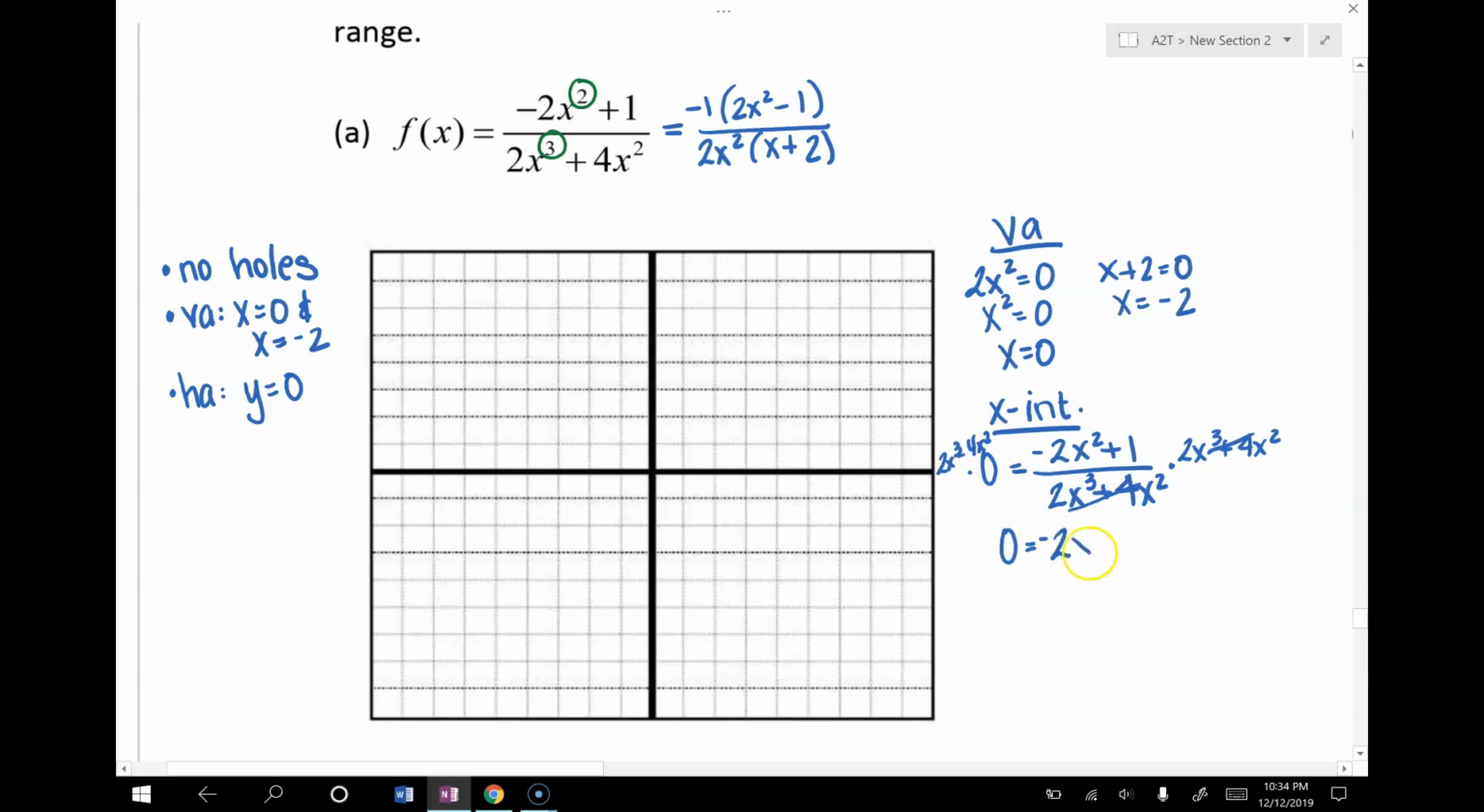So we get 0 is equal to -2x squared plus 1. So what does this mean to us? And some of us, we got here yesterday, some not. So think about it for a second. What does this mean?